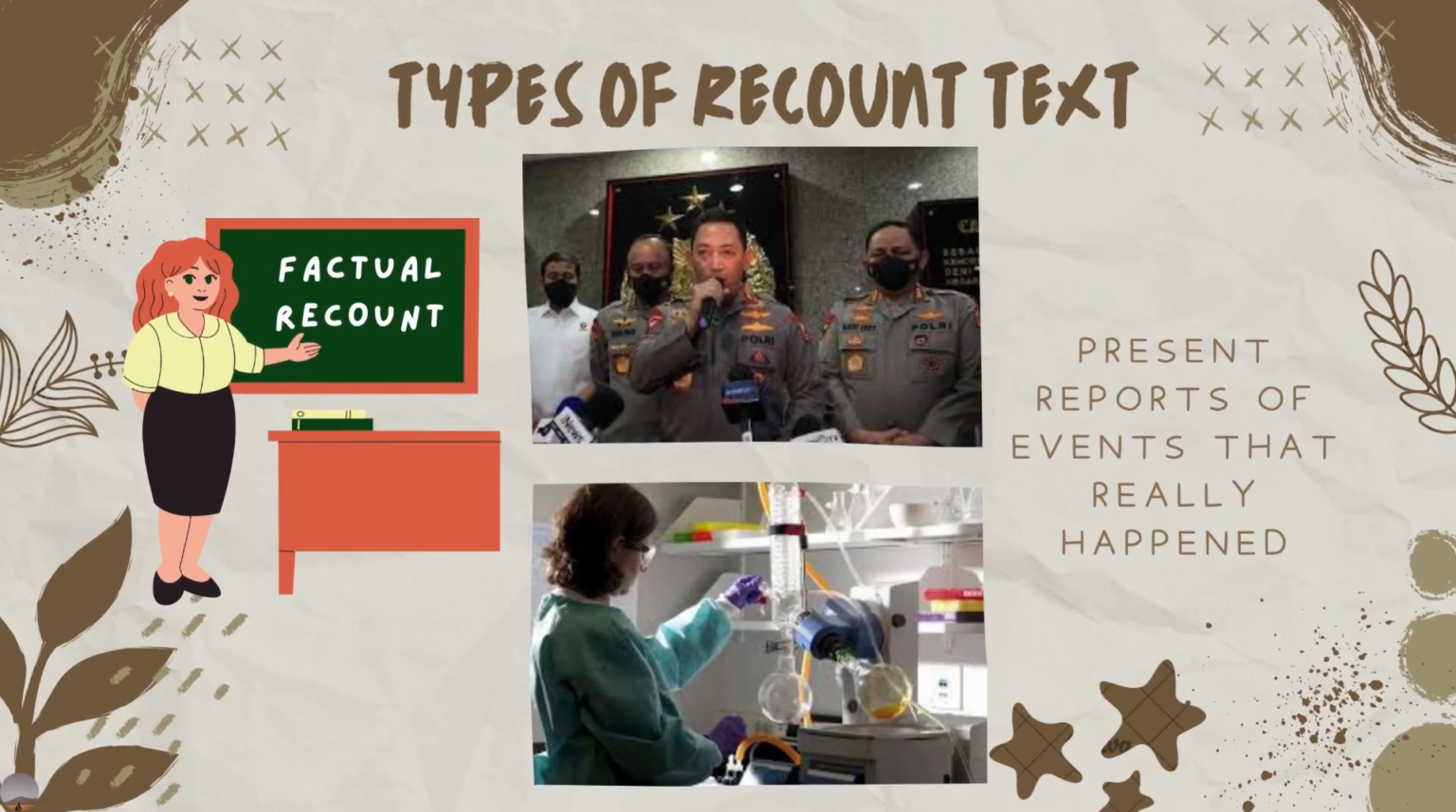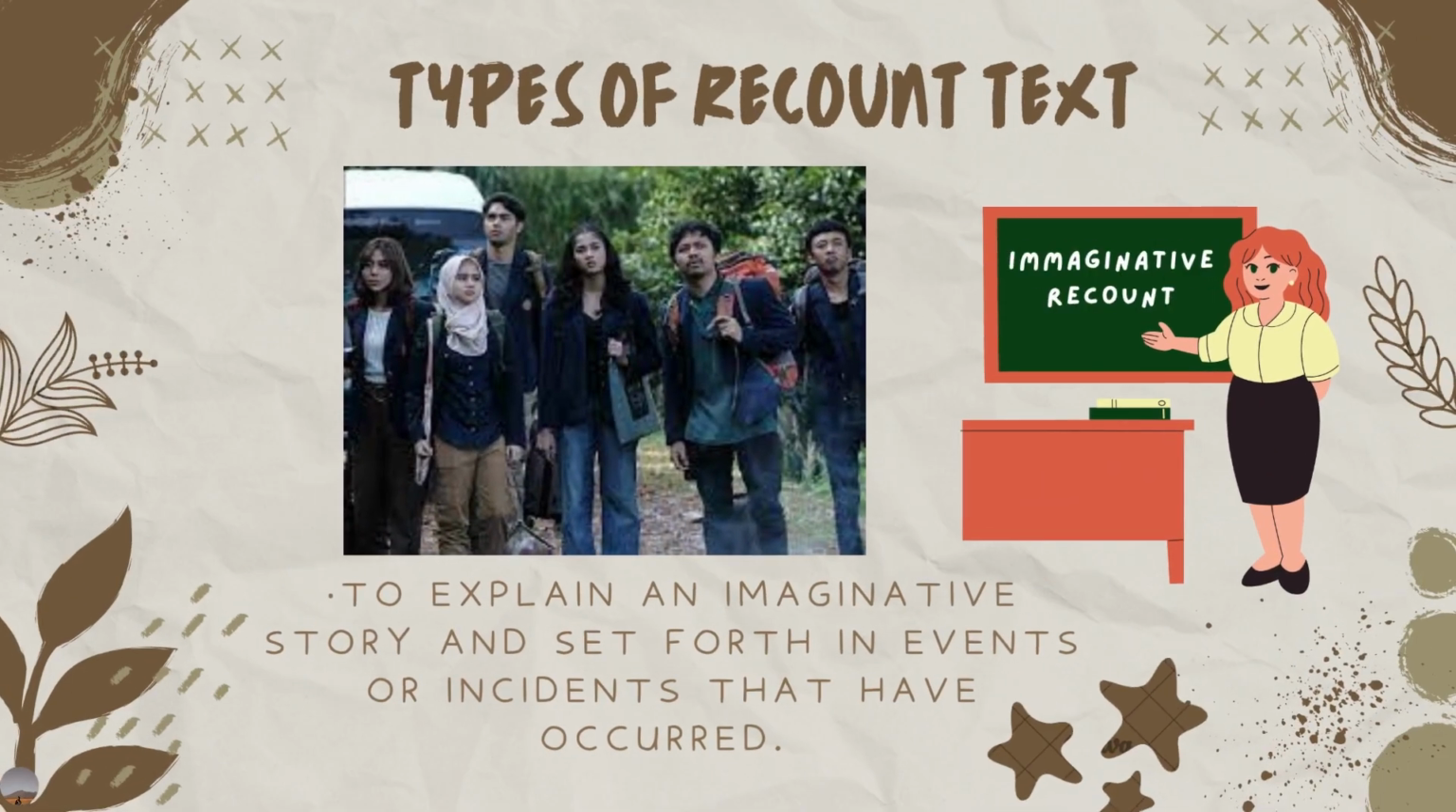Next is factual recount text. This is a recount text that serves to present reports of events that really happened, such as reports on scientific experiments or police reports. Third is imaginative recount text. It is a recount text that explains an imaginative story and is set forth in events or incidents that have occurred.